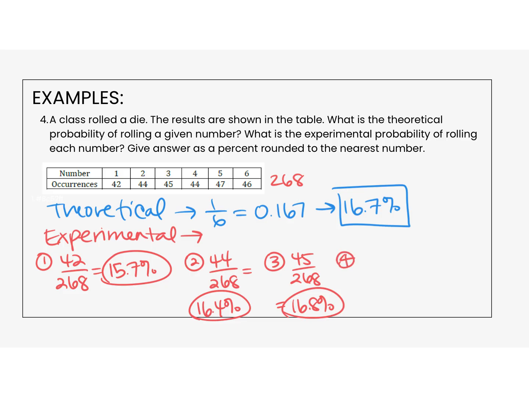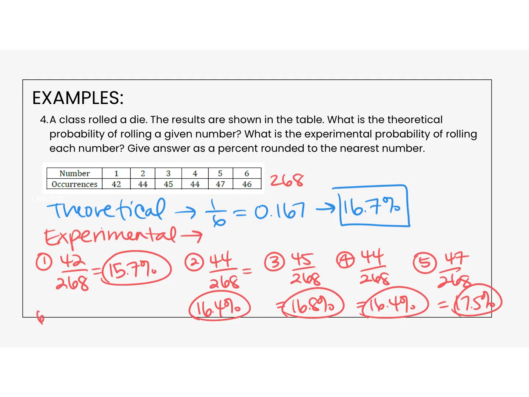4 would be the same thing as 2, 44 out of 268. Again, divide those numbers, multiply by 100, you get 16.4%. 5 would be 47 out of 268, which is 17.5%. And then 6, I'll put over here because I'm running out of space. 46 out of 268.